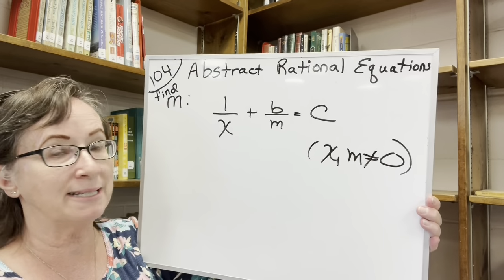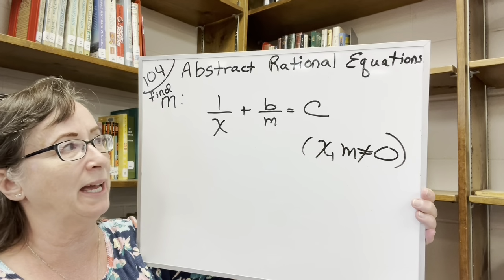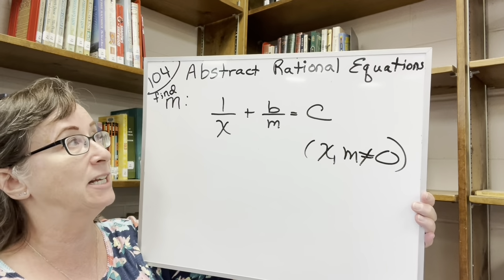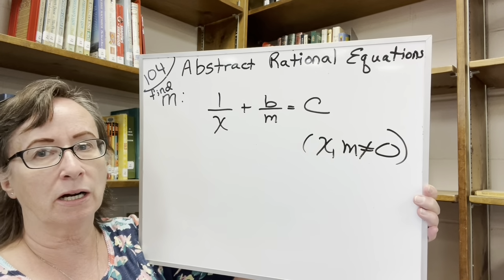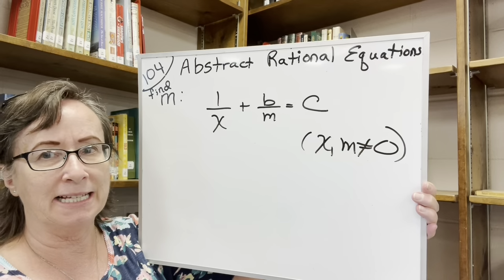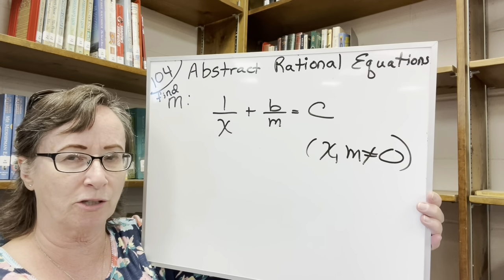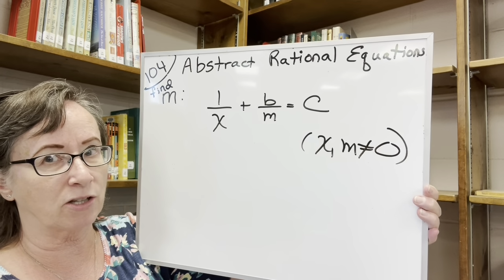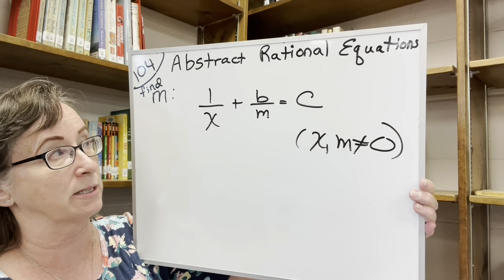Okay, so here is example 1, and these are abstract equations because we have a whole bunch of things that aren't numbers, and we don't ever solve this for a specific number. We're going to have variables in our solution, which can be a little bit disconcerting, but just remember that these are special type of abstract equations, okay?